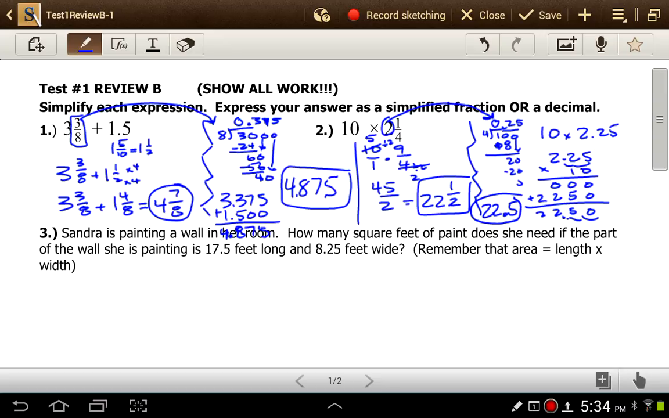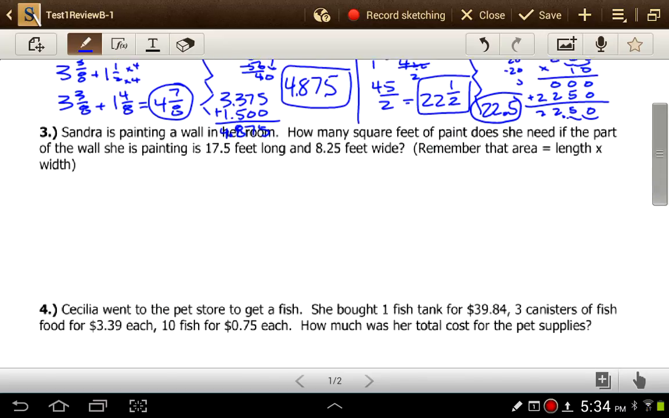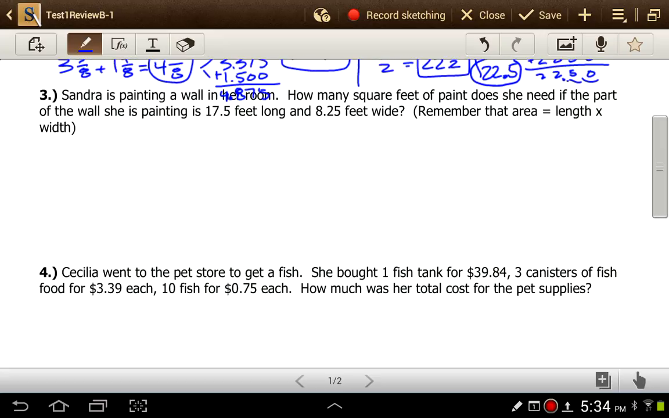Okay? Next set of questions, 3. Okay, we're painting a room. I want to know the area. How many square feet of paint do you need to do the room? Remember, area is length times width. So I'm just going to multiply the length times the width. And it doesn't matter which one you put on top because they're both 3 digits long, so you can put them either way. I do not need to line up my decimal points. I just need to multiply them.